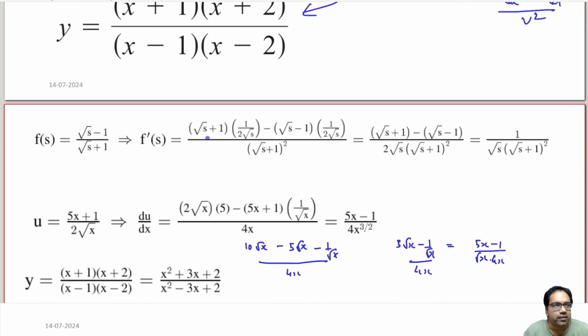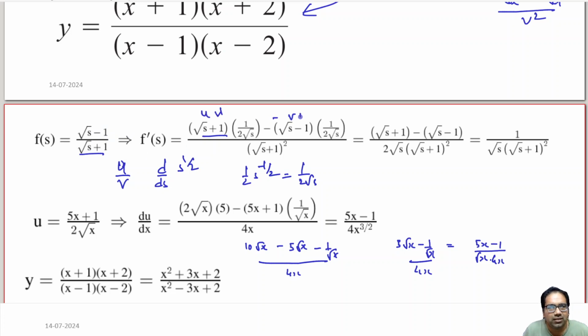Now here, u by v. Let's take v du/ds. What is u'? It is d/ds of √s. What is √s? s power half, whose derivative is half into s power (half minus 1), which is s power minus half, nothing but 1/(2√s). The 1 is a constant, so we are not worried about it, because the derivative of a constant function is 0.